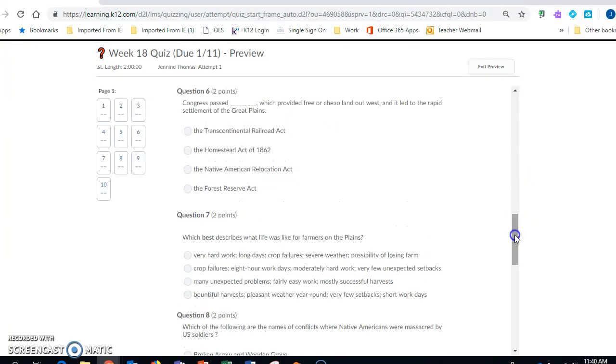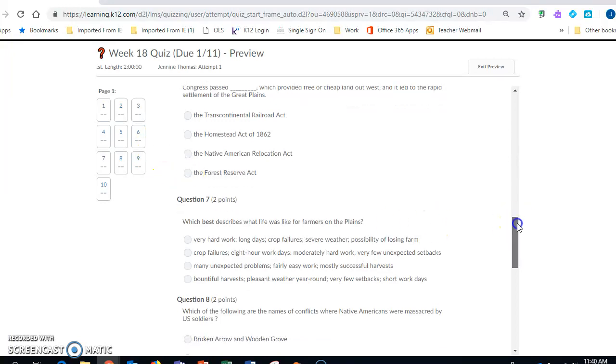Question number 6. Congress passed blank, which provided free and cheap land out west, and it led to the rapid settlement of the Great Plains. The Transcontinental Railroad Act, the Homestead Act of 1862, the Native American Relocation Act, the Forest Reserve Act.